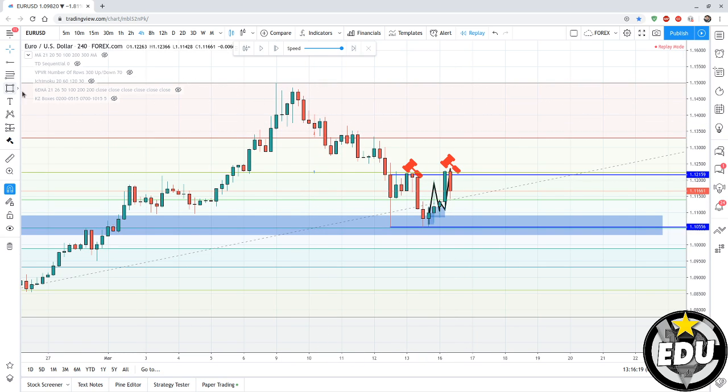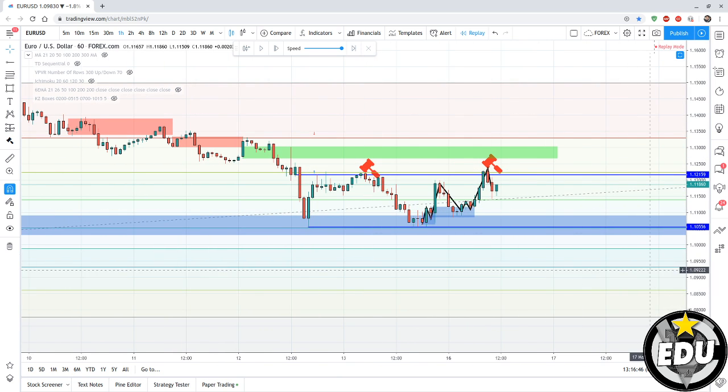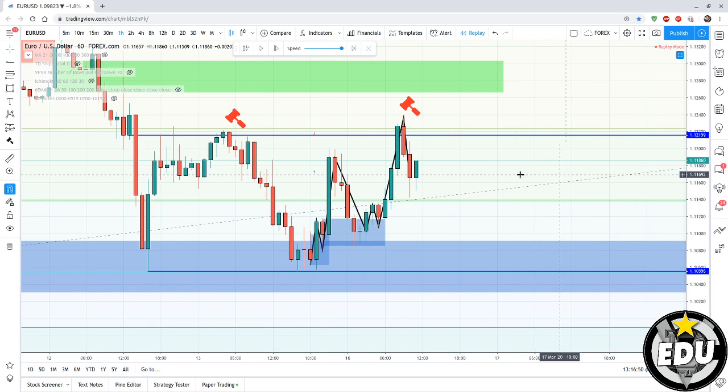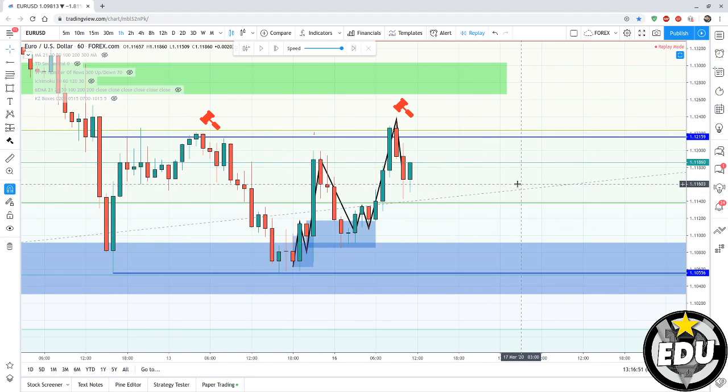And every single supply was tested. Supply tested here, another supply tested here, and this supply not tested yet. Okay, so this is from the higher time frame, the 4 hour. Then we go in the 1 hour, and that's when we start to zoom in because we want to make our little trade here.